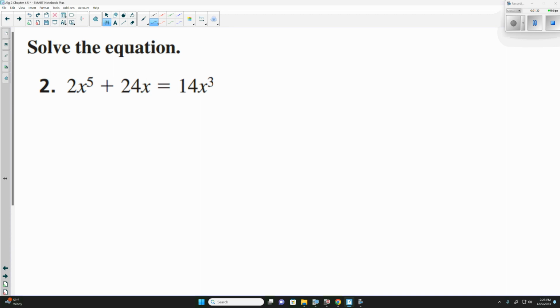The second part with synthetic division, our remainders will only be a single number.